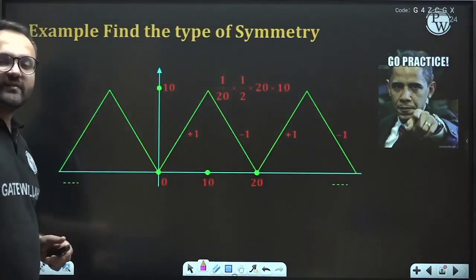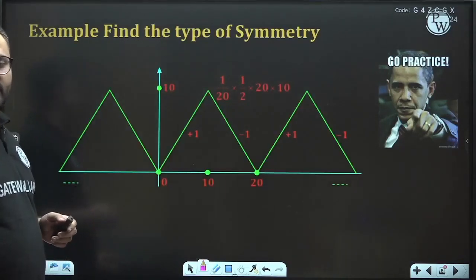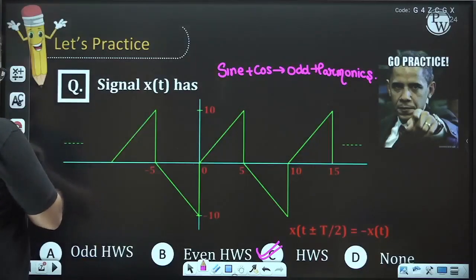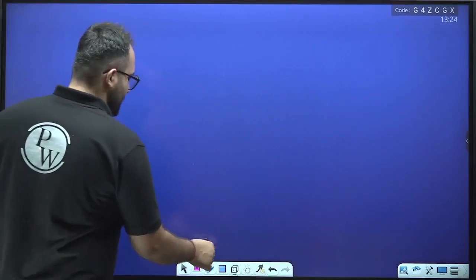This one. So for this, we first of all have to see the hidden half wave symmetry. What is hidden half wave symmetry? Let me tell you. So hidden half wave symmetry.